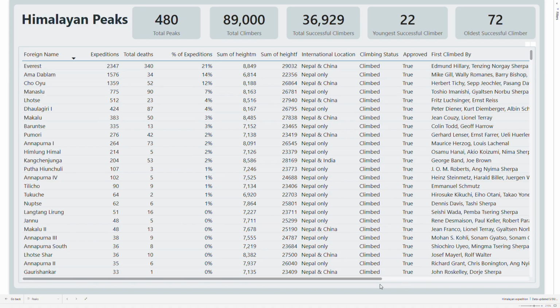And this is the people who first climbed it. And the KPI talks about the most important metrics, which is that the youngest person to have climbed is 22 and the oldest person is 72. And out of the 90,000 climbers, only 36,000 were successful.